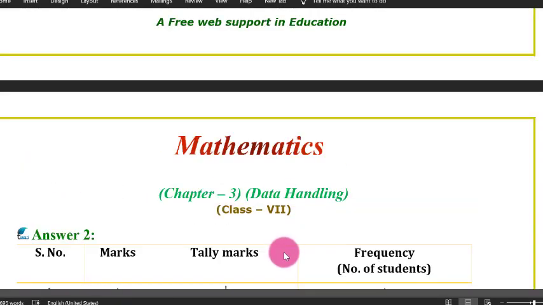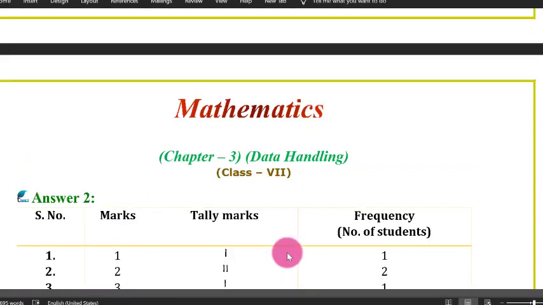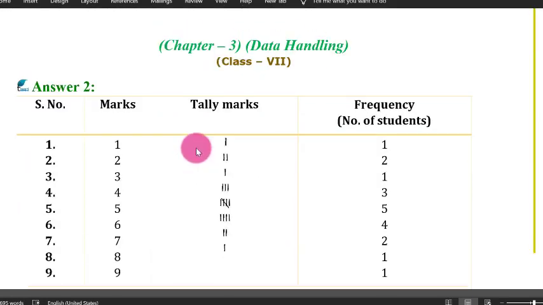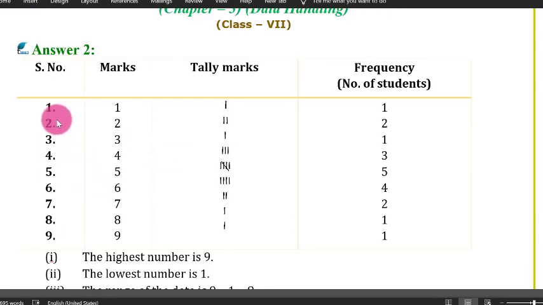So by using the given data, we can write a tally marks frequency table. In a class assessment, the given marks are arranged in order. So take the serial numbers up to 9 as the marks: 1, 2, 3, 4, 5, 6, 7, 8, 9. Who got 1 mark? How many students got 1 mark here? Only 1. So the tally is 1, and the frequency is written as 1. So 1 student got 1 mark.